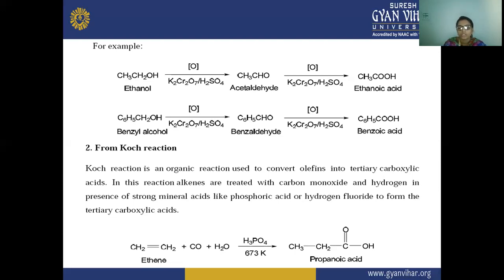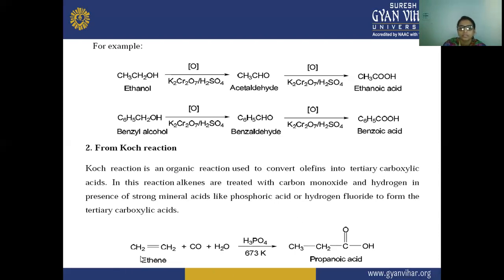So this Koch reaction is an organic reaction which is used to convert olefins. Olefins are your alkenes or unsaturated compounds that react with carbon monoxide plus water in the presence of phosphoric acid at 673 K, and here you can use strong mineral acids or hydrogen fluoride also, and there is a formation of this tertiary carboxylic acid. So here you can see this ethene.